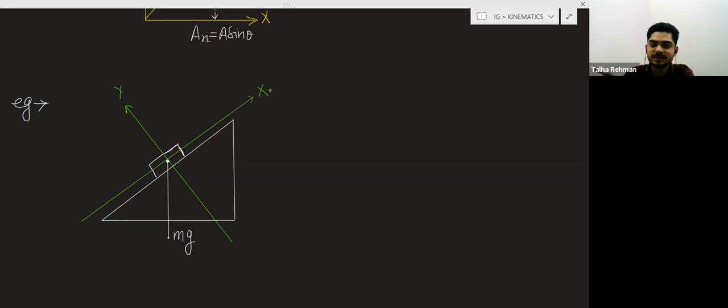We can choose the axis according to our needs. Okay, so now I have considered this as the x-axis, this as the y-axis. So I want to resolve this. This is weight, and weight is basically a force, and we want to resolve this weight along the plane and perpendicular to the plane. Okay, so this angle is theta.